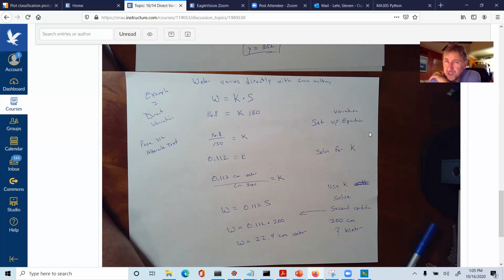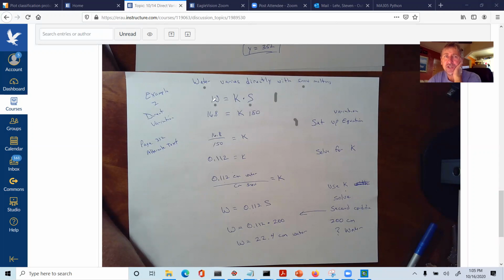So first thing we do is set up the equation. The water varies directly with the snow. So we get the water, which we call W, and the snow melting, which we call S. And you always have to put in that variation constant. On all of these problems, you're always going to have a K. You know, what equals K times what's varying. Sometimes if it's indirect, then you have the 1 over X. If it's direct, it's K times X. It will show indirect here momentarily.